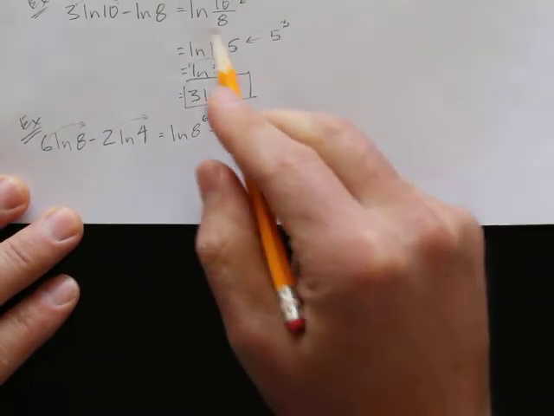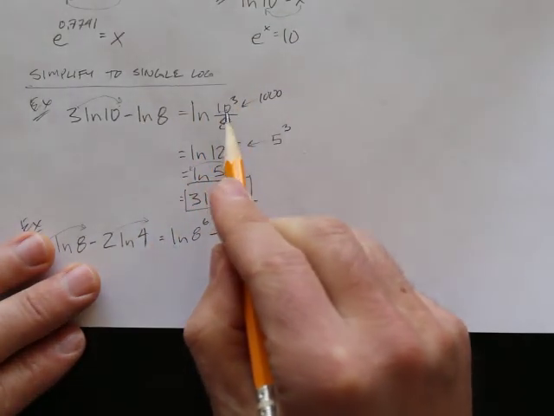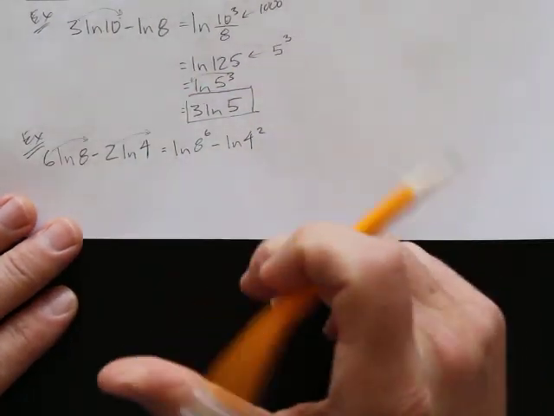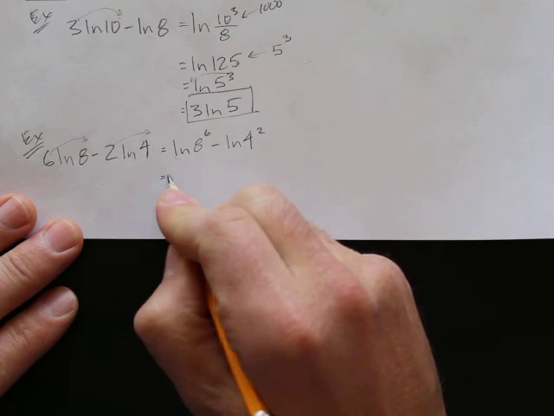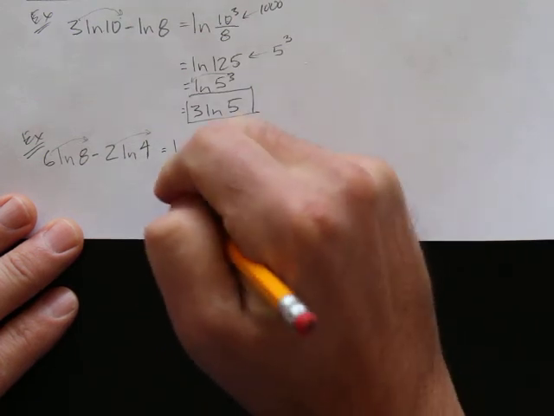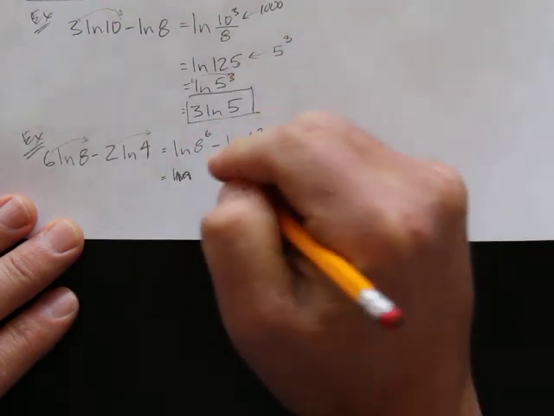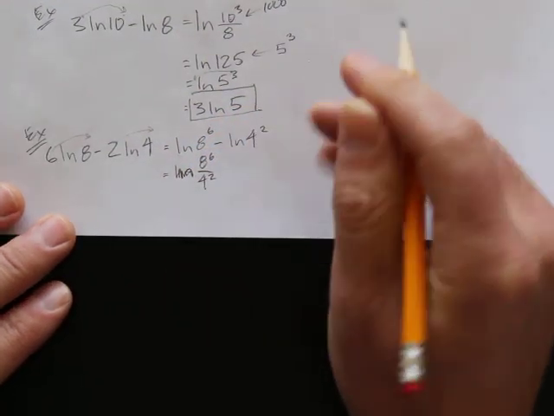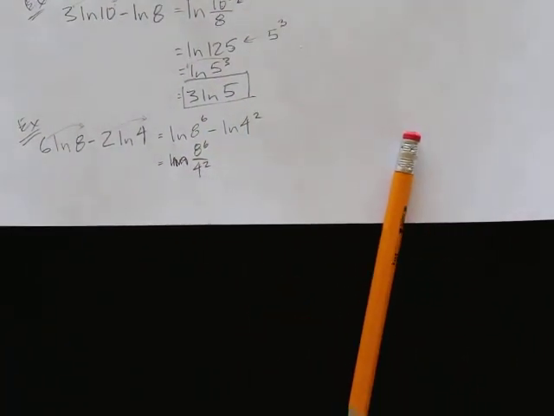Okay, and this is kind of a step that we skipped in this last one. I just did the subtraction, put that there in the bottom. And so let's do that next. Natural log of 8 to the 6th power over 4 to the 2nd power, and we are going to get back to this in just a moment.